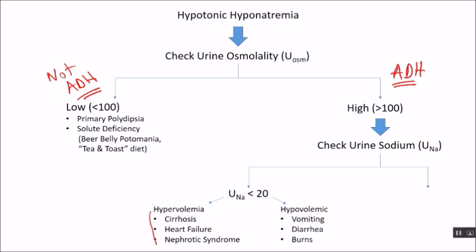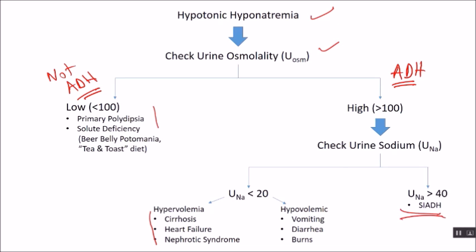Okay, so just to recap, hypotonic hyponatremia, you check urine osmolality. If the urine osmolality is low, you think about primary polydipsia or solute deficiency. If it's high, you check urine sodium. If the urine sodium is low, then you think about either true or perceived circulatory volume deficiency. If the urine sodium, however, is above 40, then you're dealing with SIADH.